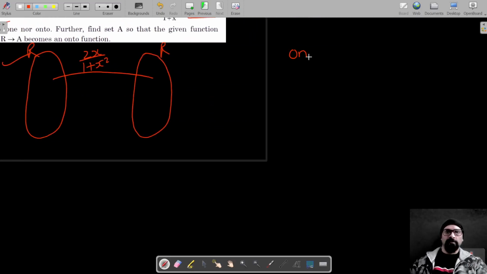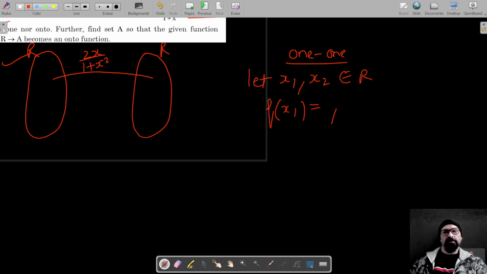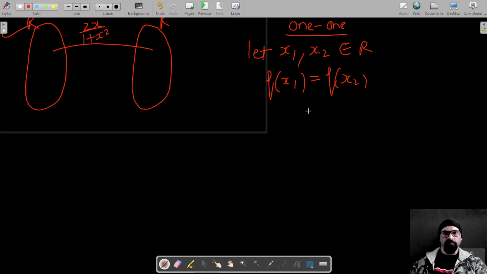Now, let's try to check its validity for one-one. And for that, we are going to consider two elements, x1 and x2, from domain R. And we will show that if their images are equal, then these two numbers are not different ones, but these two are also the same. For the same image, if these two are also the same, then the function becomes one-one, which shows that for every x there is a unique y.